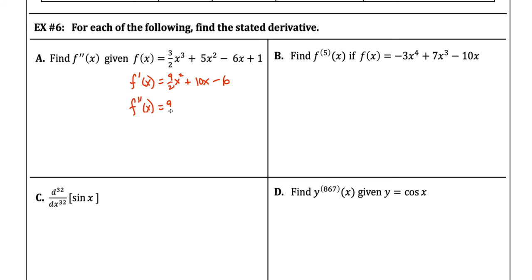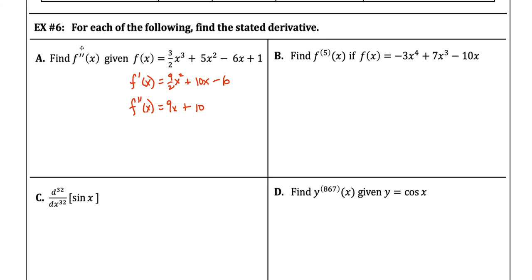I just did 9/2 times 2, and it's 18/2, so I just got 9x. Good. Plus 10. Good. So when you're doing power rule, the derivatives go pretty straightforward. Once you're not using power rule, then they start getting to be large. And so this doesn't work out too bad. I don't think I need to do b, but this basically says the fifth derivative.